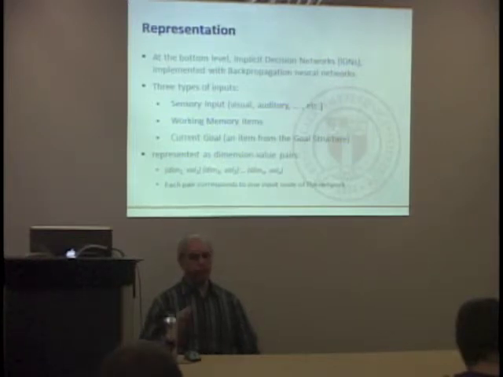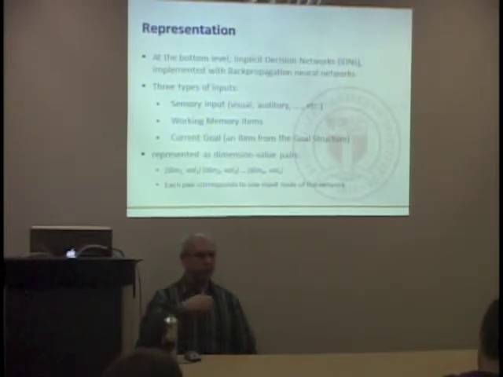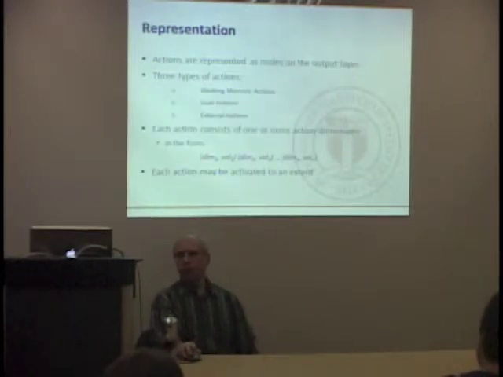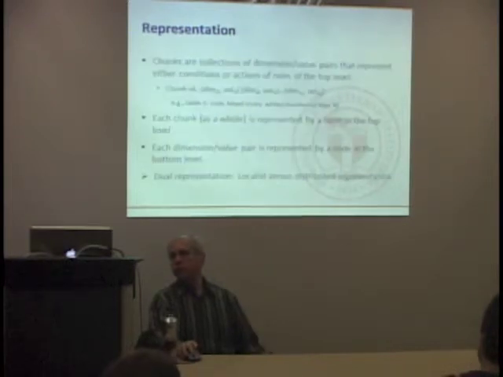So dimension value pairs, that notion permeates all the way through Clarion. You'll find this everywhere because, again, a given dimension value pair, when activated, means that node is turned on, given its activation level of 1. Otherwise, the nodes will not be activated. And we keep that idea in mind as we go forward. Again, there are three kinds of things. I think I did that slide already.